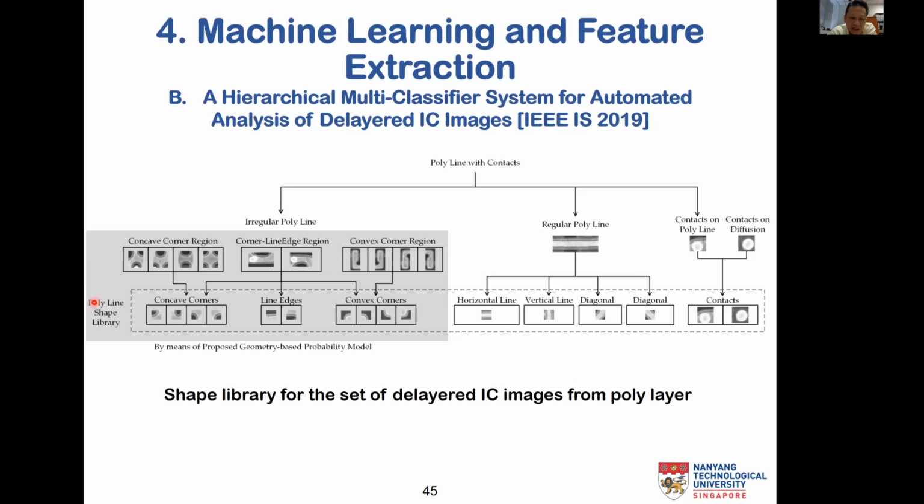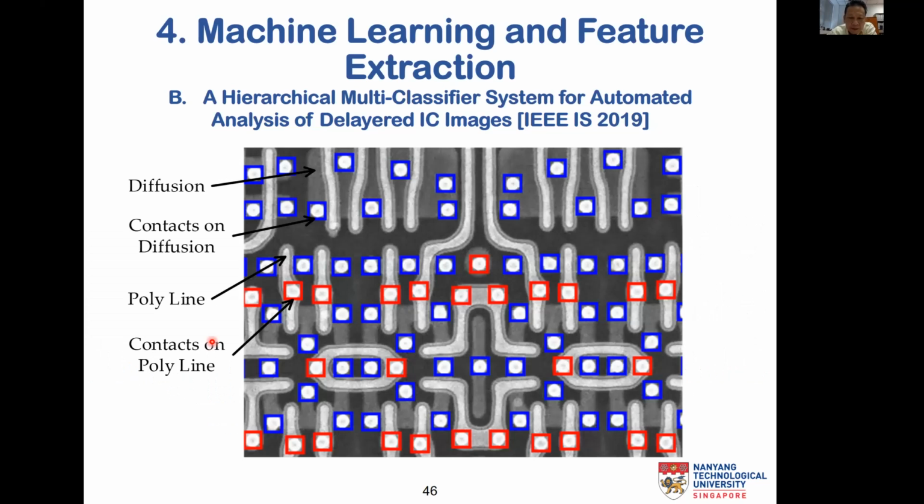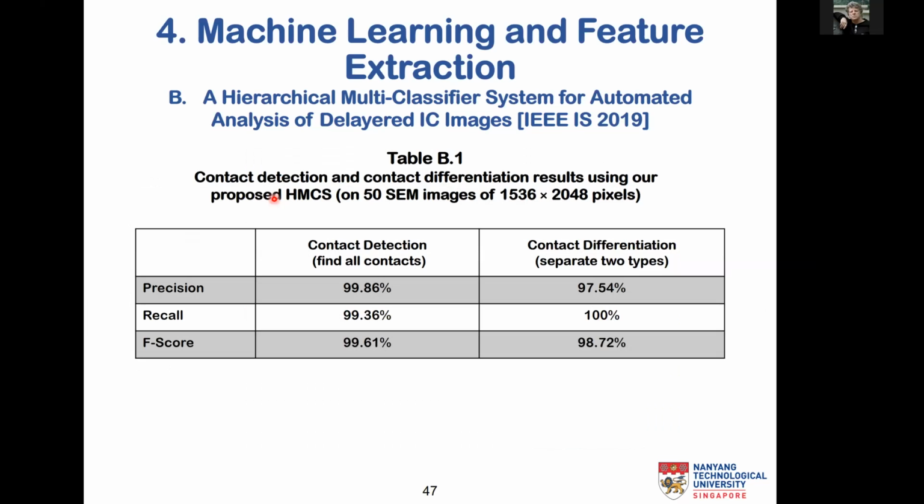This is the background we have. We have 1, 2, 3, 4, 5, 6, 7, 8, 9, 10, 11, 12, 13, 14, 15, 16. There are 16 SVMs here to do the classification. And here is the result. It is able to classify the polyline, the contact on polyline, the contact on diffusion, and the diffusion.